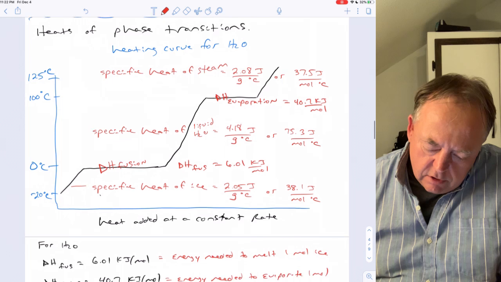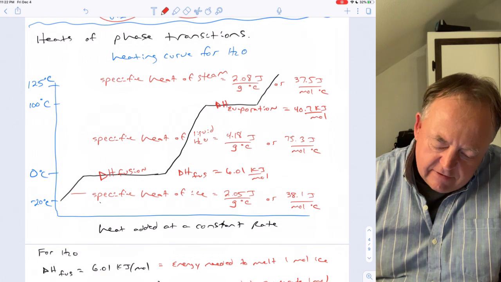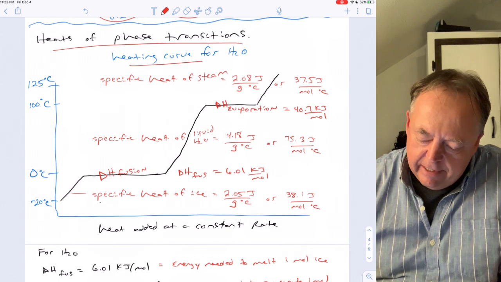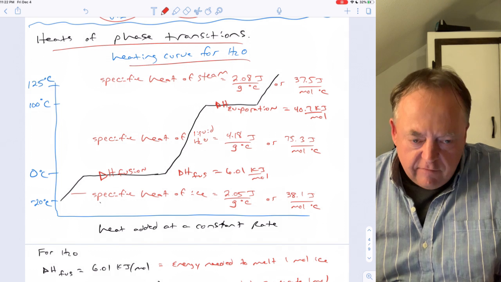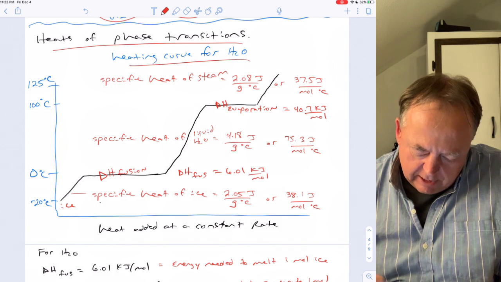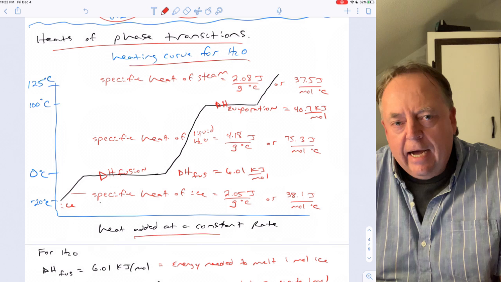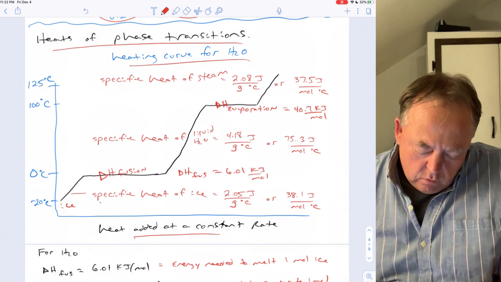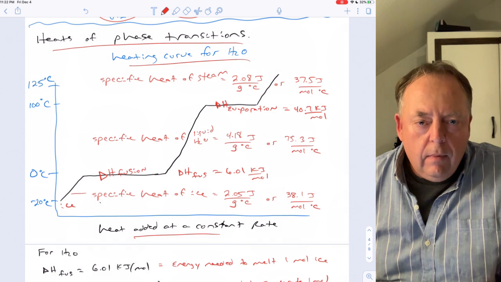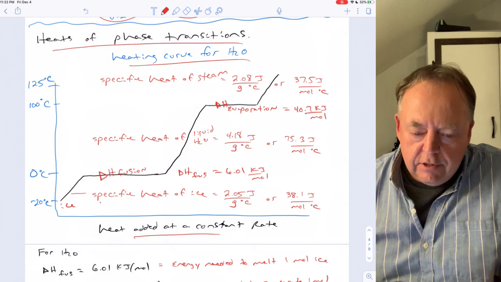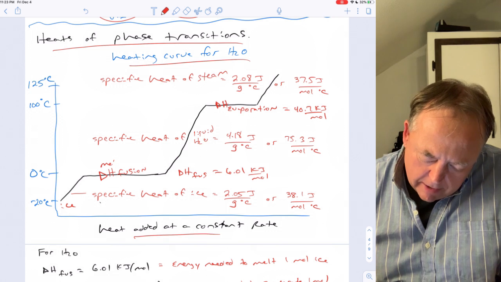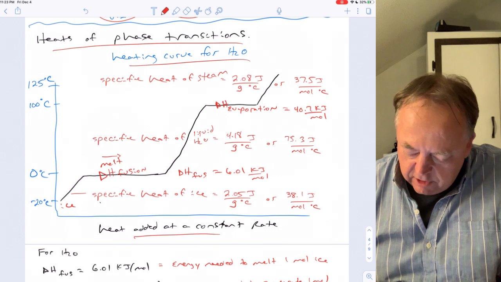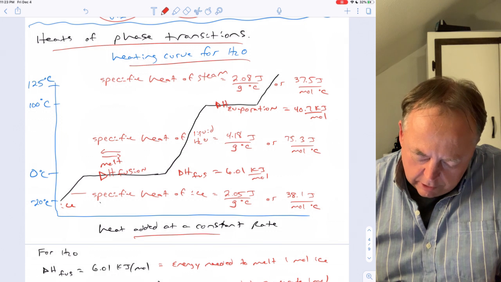Okay, so similar to this, this is a phase transition. So this is a heating curve for water. So if we start at negative 20 degrees Celsius, of course you would have ice. And if you start adding heat to ice at a constant rate, well, the ice is just going to warm up until it hits 0 degrees Celsius. And then what's going to happen at 0 degrees Celsius? It's going to start to melt, right? So if you're going this way, it's going to melt, or if we were going the opposite way, it would freeze.